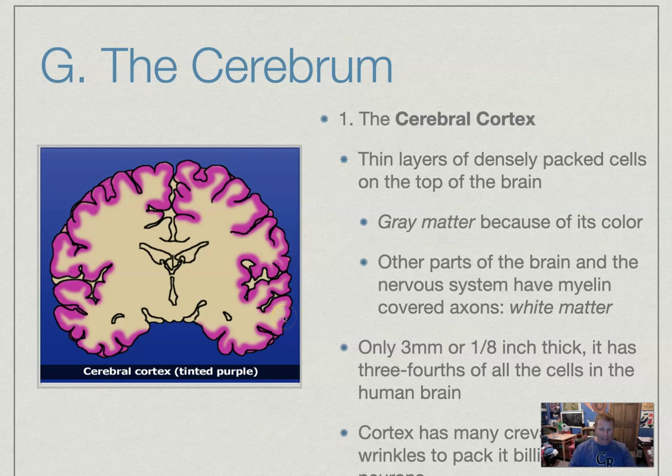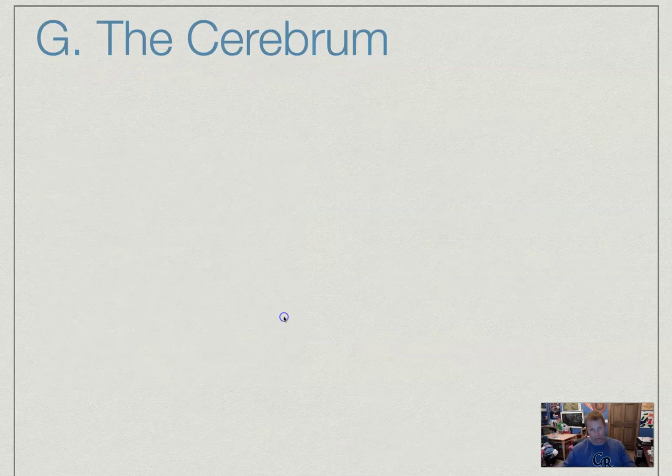The cortex has many crevices and wrinkles, and it's packed with billions of neurons. Like if you take your skin and pinch it together like this, it makes little wrinkles. It's because, like your hand, it's got to fit into the skull, so it gives you all these little wrinkles going on here.